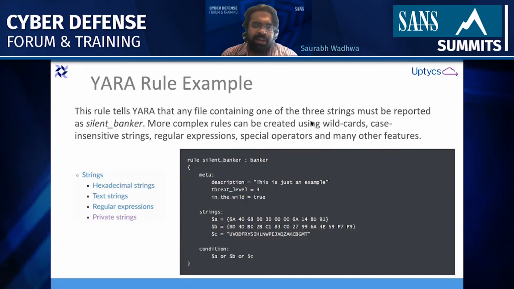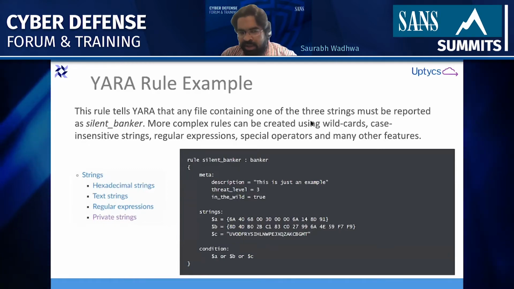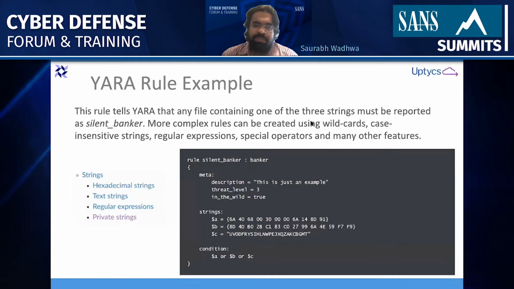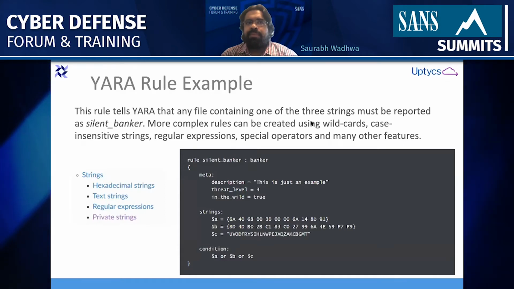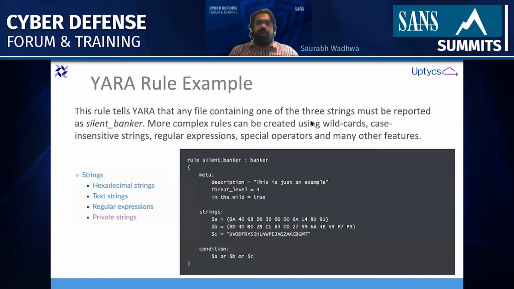On the left-hand side, you can see the different types of strings we can search for: hexadecimal strings, as you can see in the image, text strings, regular expressions, which make it more powerful if you want to do pattern matching, or private strings. Typically, once YARA returns the results, it displays the string. If you don't want the string to be displayed as part of the output, you can mention it as a private string.